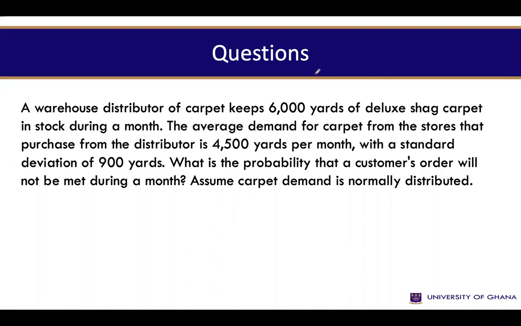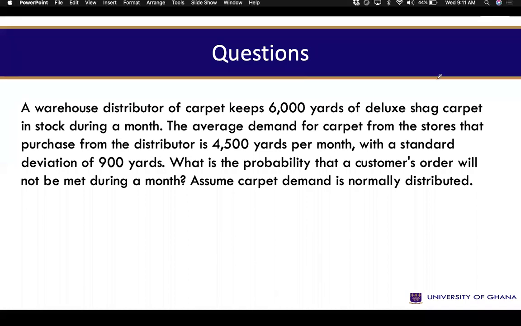A warehouse distributor of carpet keeps 6,000 yards of deluxe sharp carpet in stock during a month. The average demand for carpet from the stores that purchase from the distributor is 4,500 yards per month, with a standard deviation of 900 yards. What is the probability that a customer's order will not be met during a month? Assume carpet demand is normally distributed.